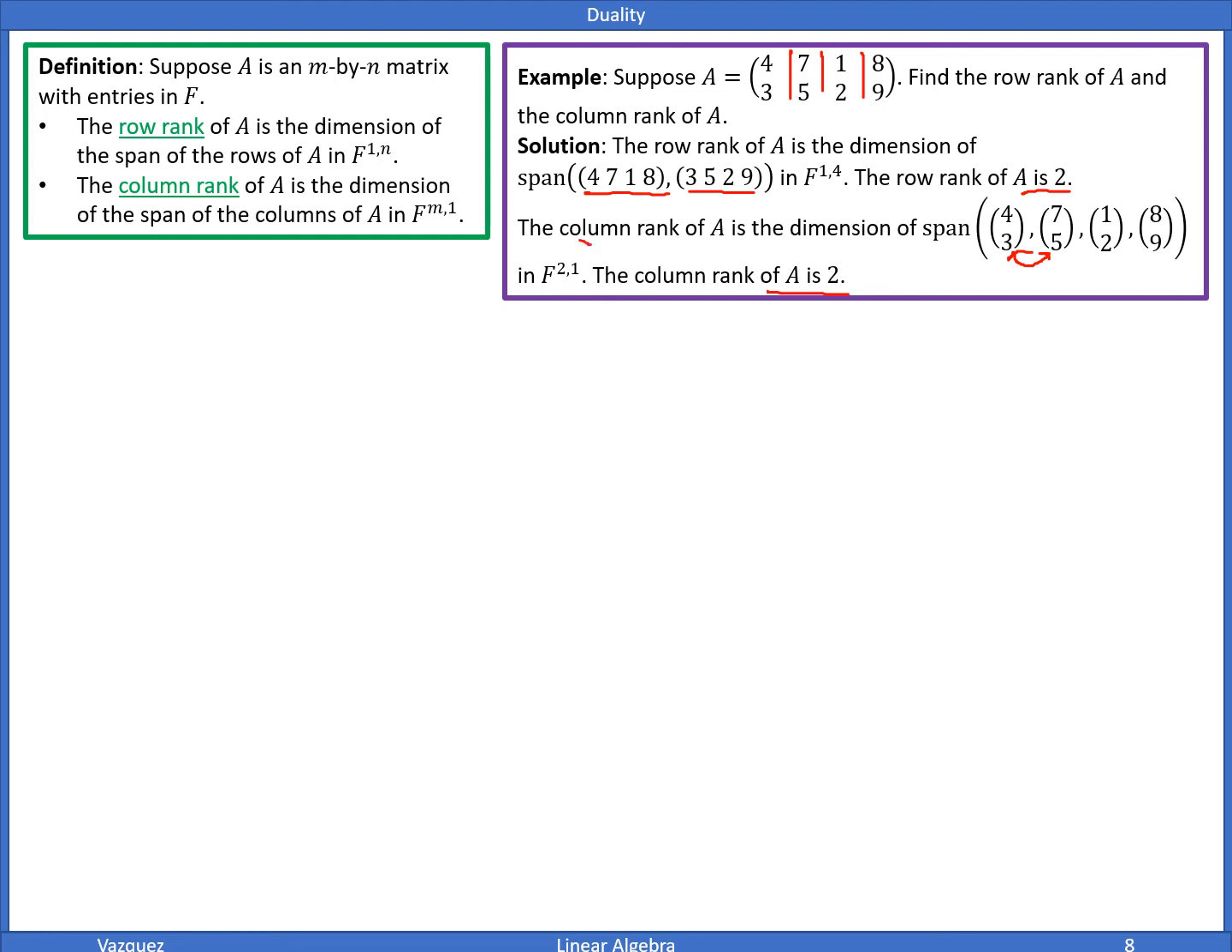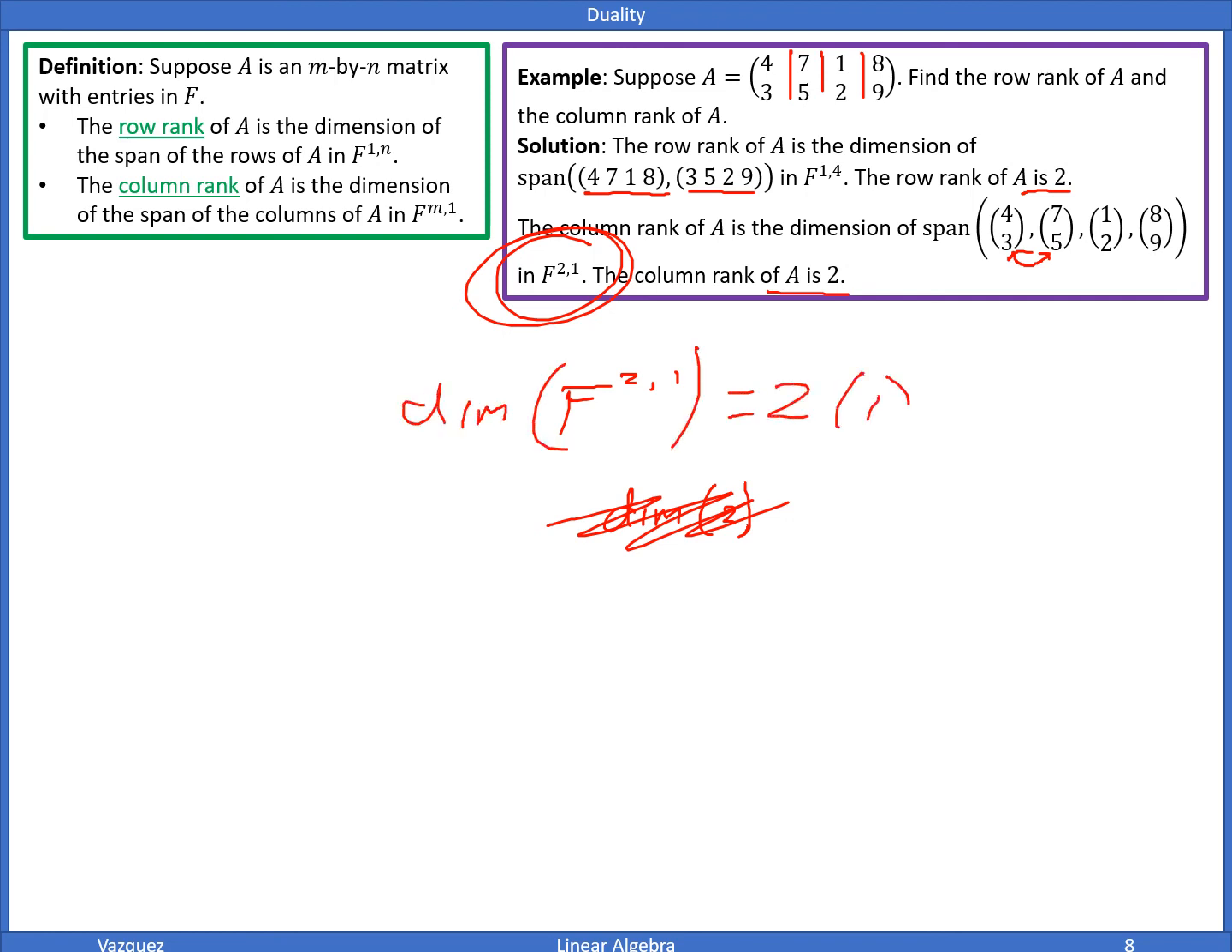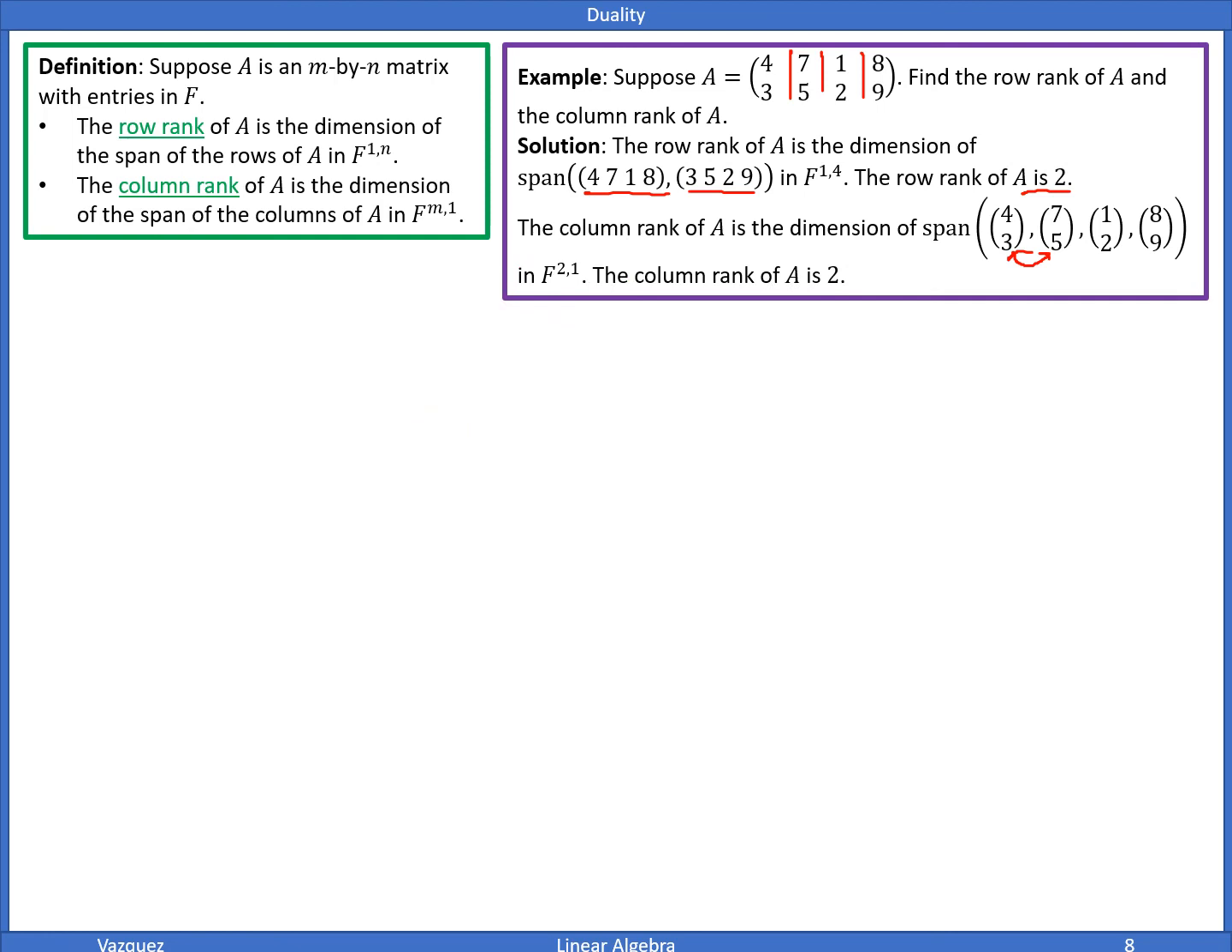Well, remember this here, F21. The dimension of this is just equal to 2 times 1, which is equal to 2. So it can't be a higher dimension than 2. And we know this is at least dimension 2. Those vectors span at least dimension 2. So we get that the column rank of A is 2.